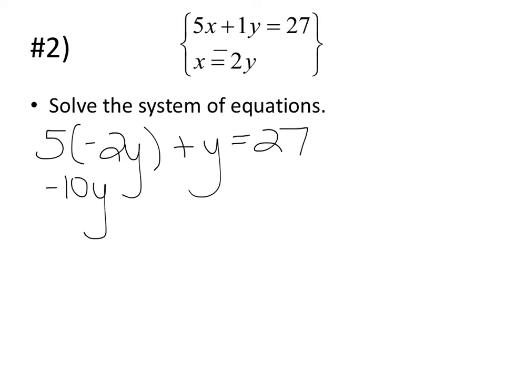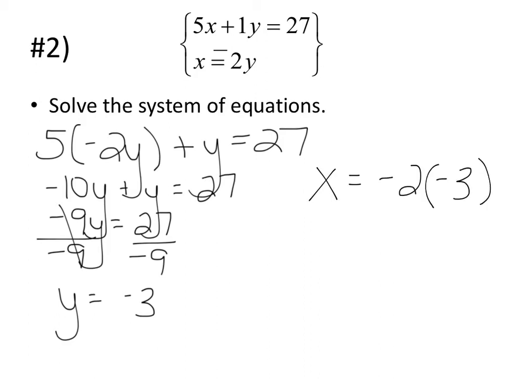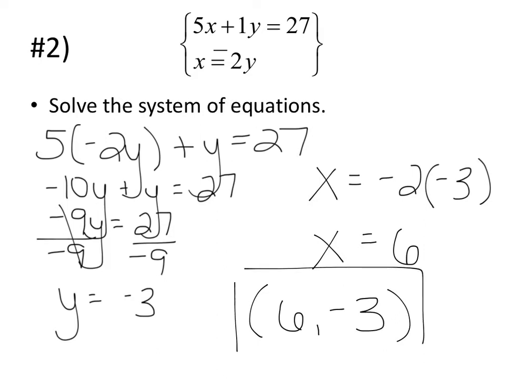So this gives me negative 10y plus y is equal to 27. Negative 10y plus y is negative 9y equals 27. Divide both sides by negative 9, and you get y equals negative 3. Then you're going to take this, and you're going to plug it in here for y. So you have x equals negative 2 times negative 3 instead of y, because we know y equals negative 3. So x equals positive 6. So your ordered pair is 6, negative 3.